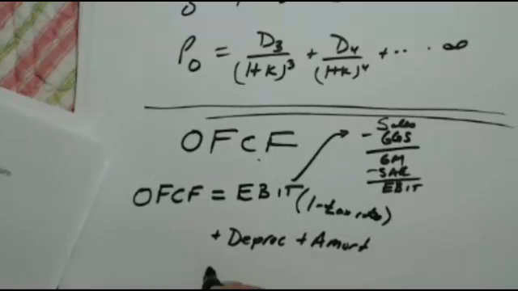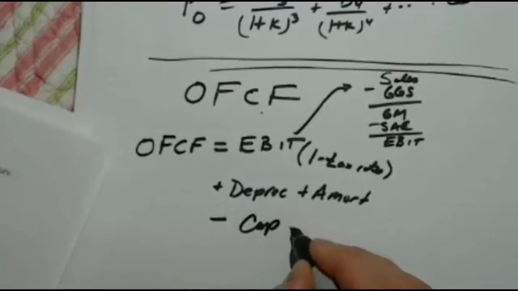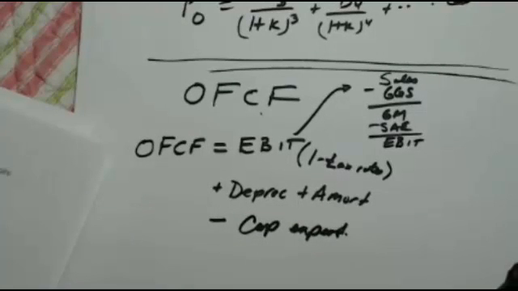Then what you have to do is you have to subtract out your capital expenditures, because capital expenditures, remember, do not show up on your income statement. Only expenses show up on your income statement, but capital expenditures, that gets capitalized and thrown on your balance sheet. So we need to take off capital expenditures for the purchase of property, plant, equipment, for example.